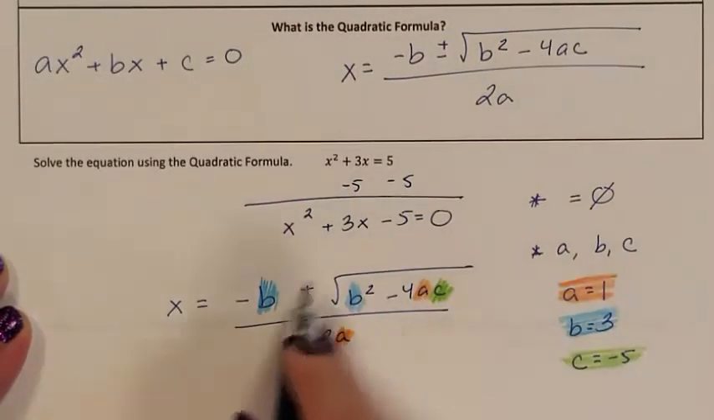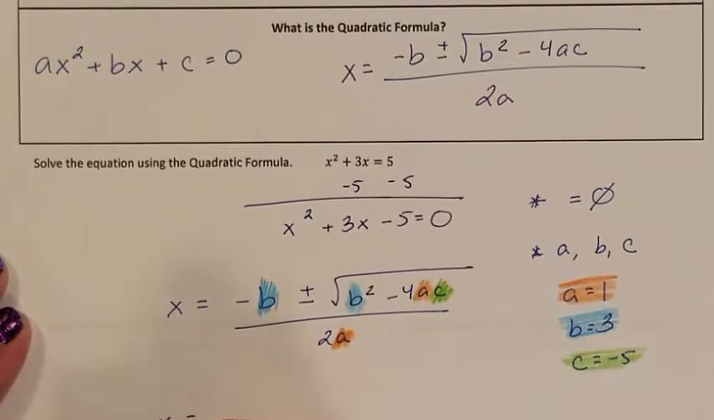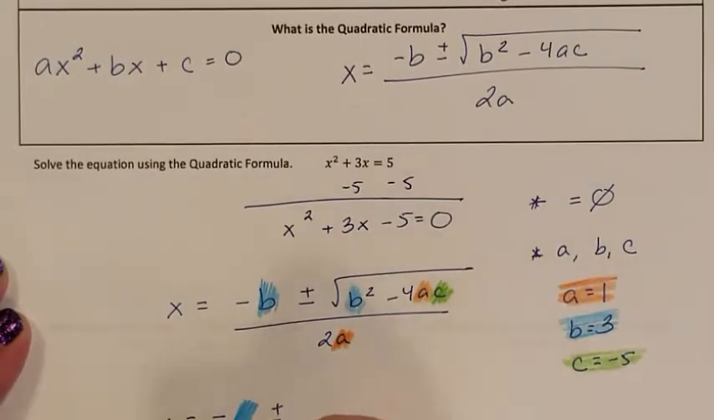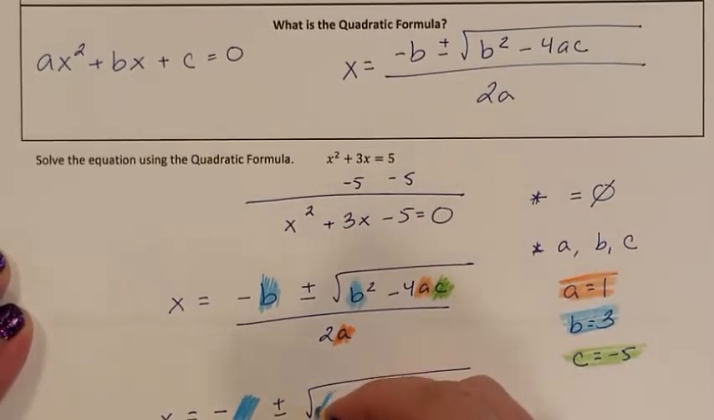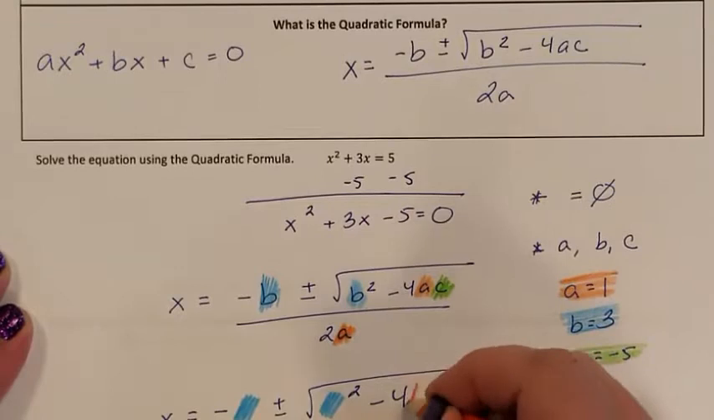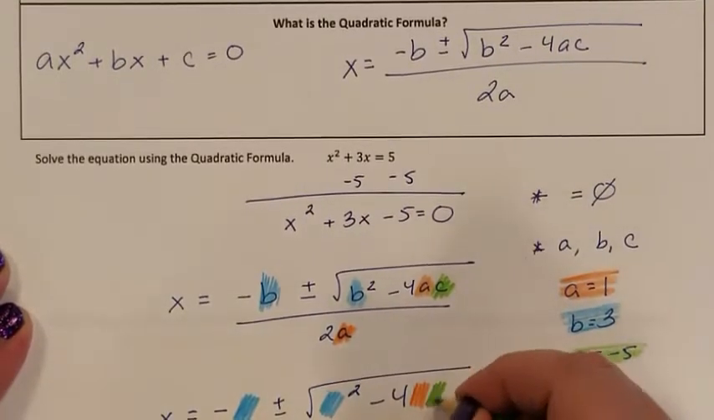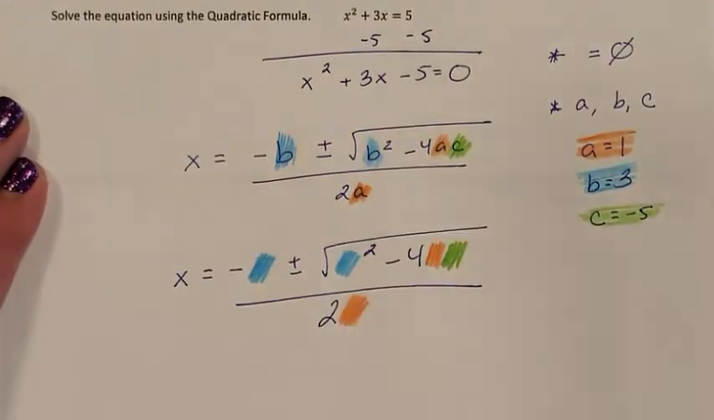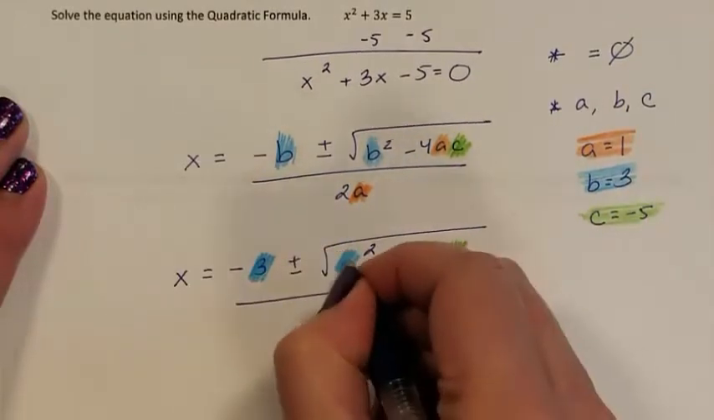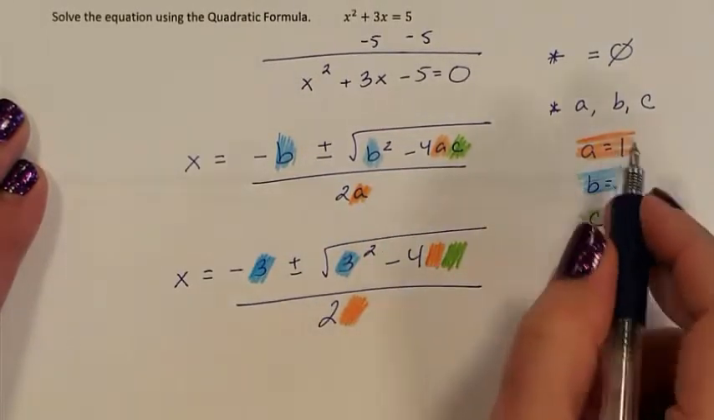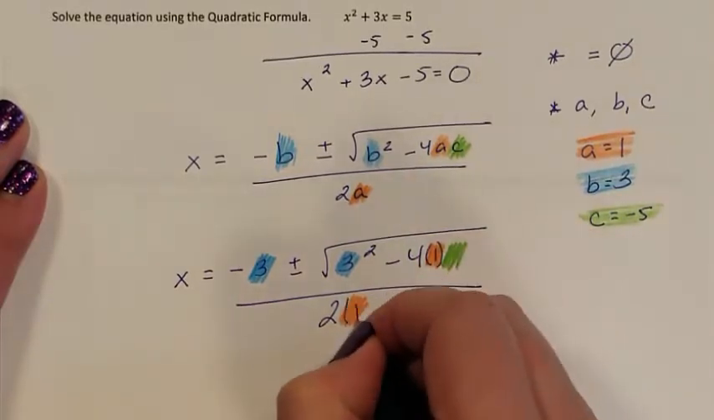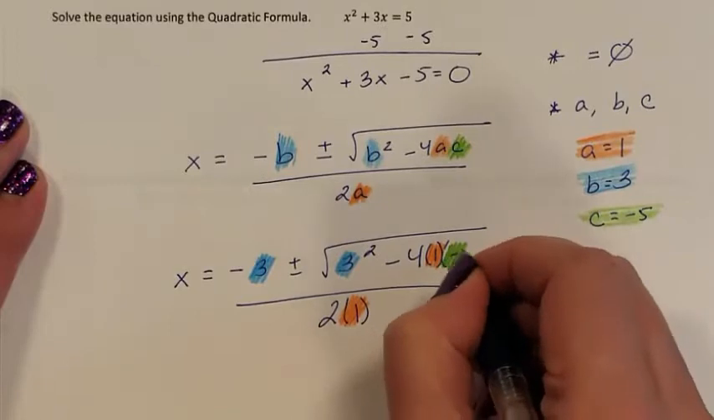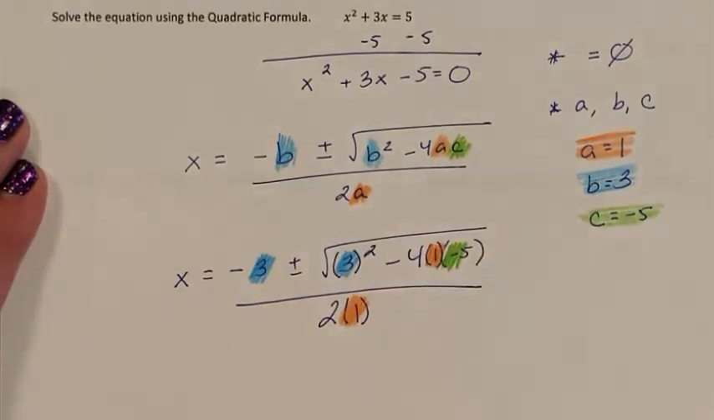So we're going to rewrite it, making sure those go in the right place. So x equals negative, I need whatever the blue value was, plus or minus the square root of, the blue value raised to the second power, minus 4, times the orange value, times the green value, all over 2 times the orange value. My blues were all 3's, so 3, 3. My oranges were all 1's, so that's multiplied by a 1, multiplied by a 1. My green was a negative 5, multiplied by a negative 5. The B was brought to the second power.